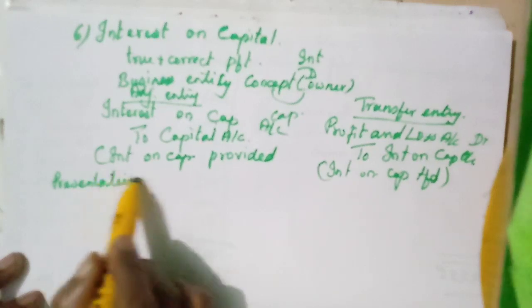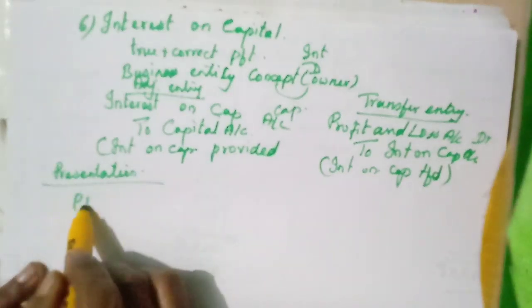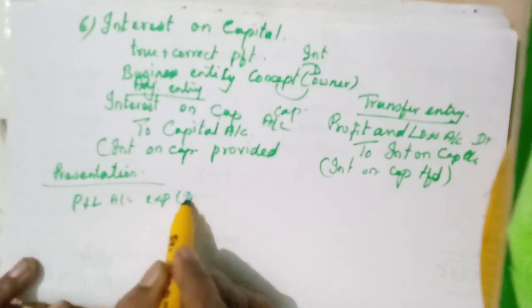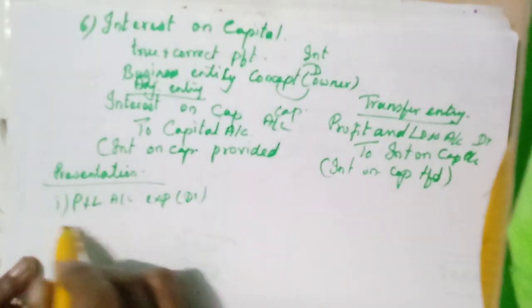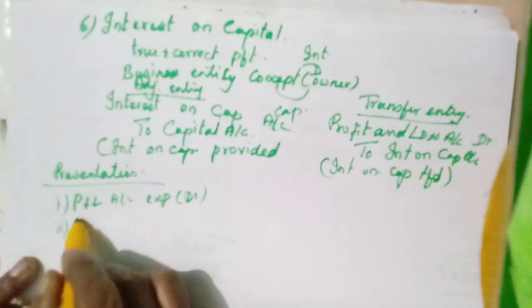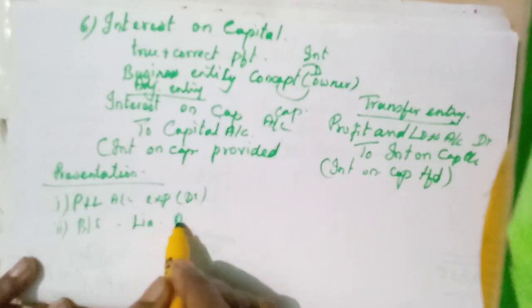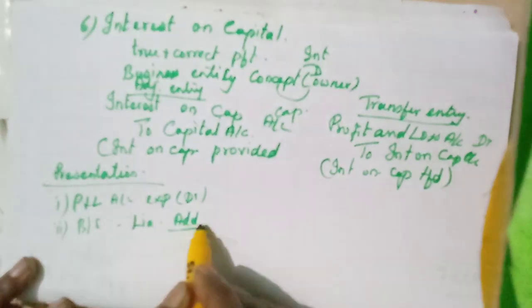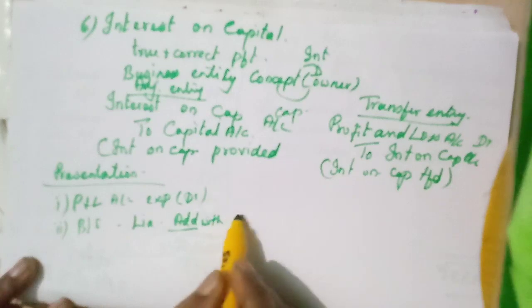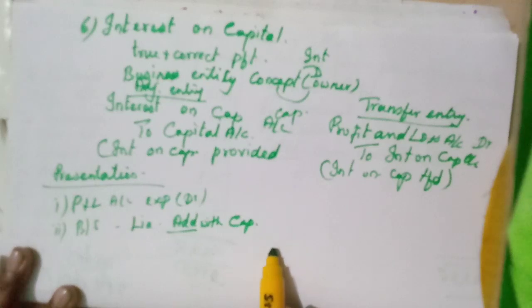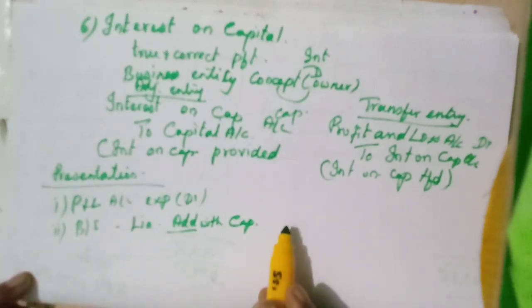Then how will this be presented in the final accounts? Okay, the presentation. It will appear in the profit and loss account, isn't it? Profit and loss account on the expense side or debit side. Then second place, it will appear in the balance sheet on the liability side. We should add along with the capital account. First we should write the capital, add interest on capital.